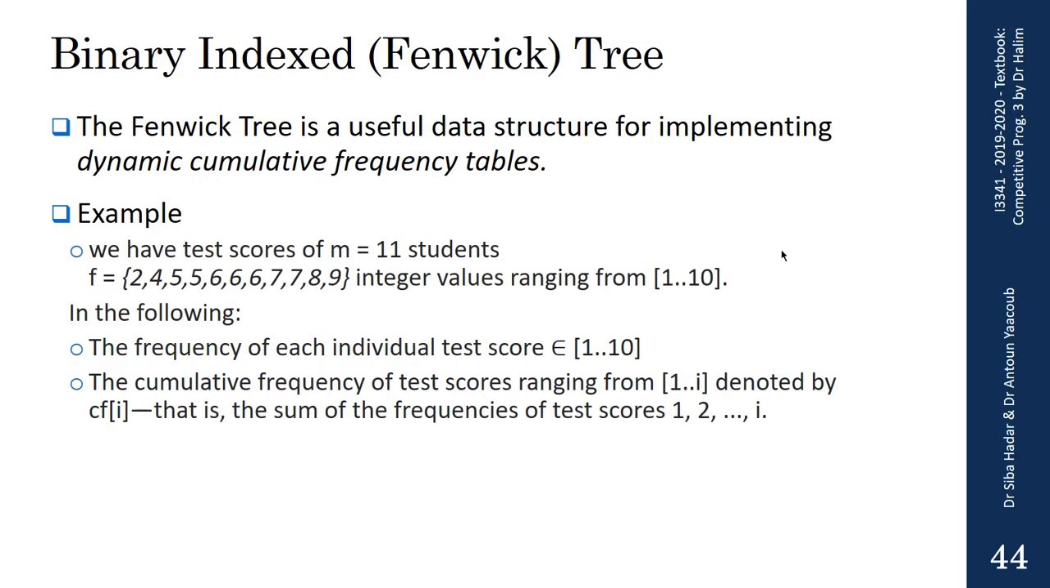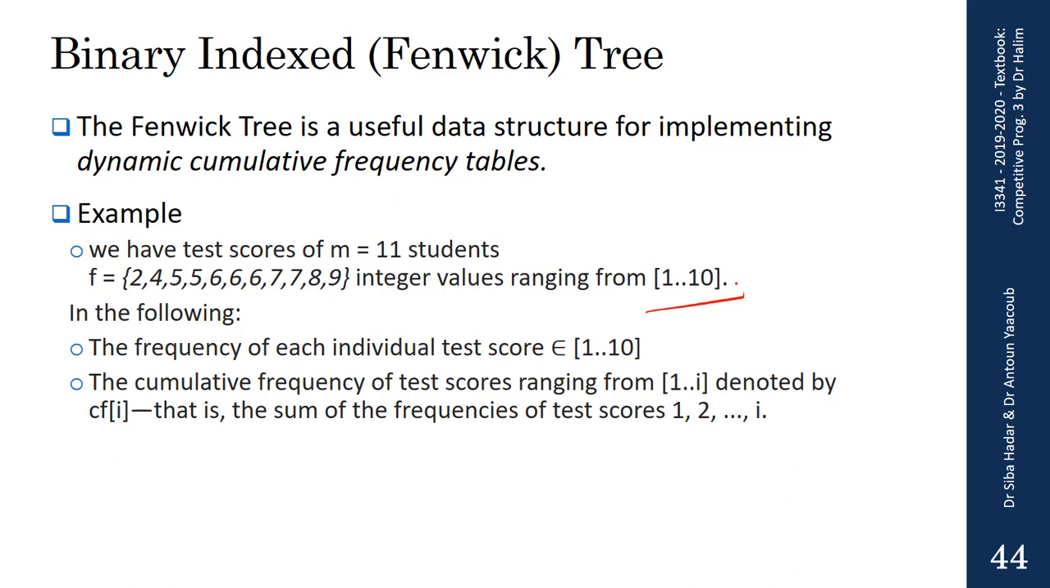In the Fenwick tree, we will use it for implementing cumulative frequency tables. As an example, we have 11 students, each one takes a test and gets a grade. A grade is between 1 and 10. In the next slides we will see the frequency. The frequency is counted for each test score between 1 and 10, and it may be 0, since for example here no one got 1 over 10.